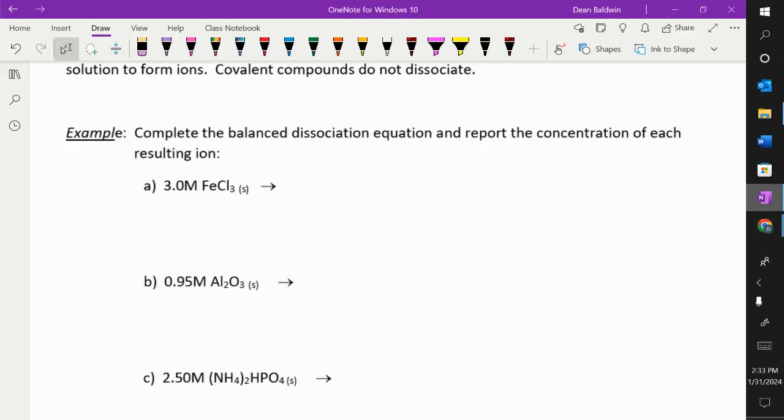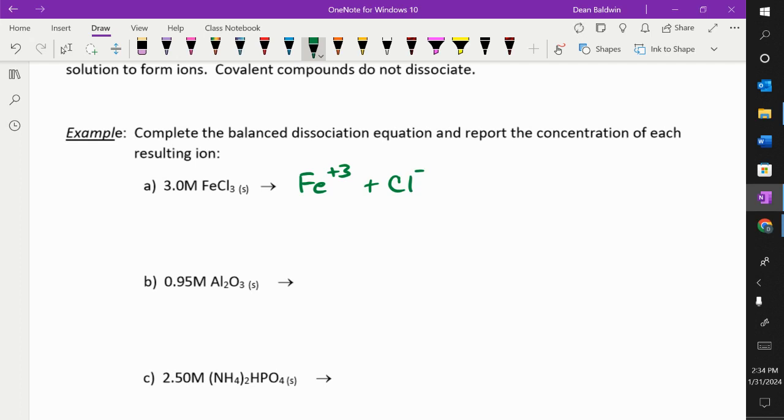Okay, dissociation equations. So that's just throwing something into water and it breaks up into its ions. Okay, so iron chloride. What iron is this? It's iron 3 chloride. Okay, but it's going to break up into its individual ions. So what are we going to get? Fe plus 3, Cl minus, and we're putting it into solution.